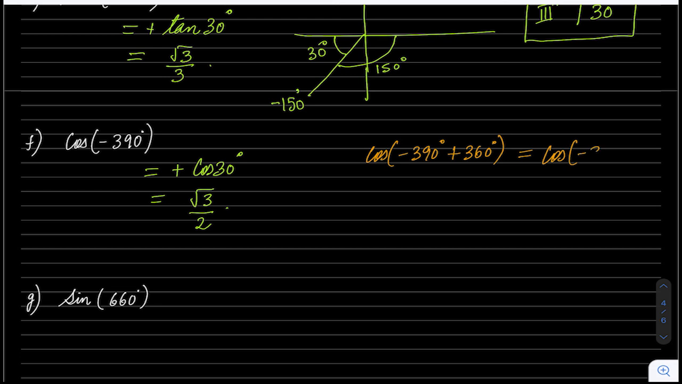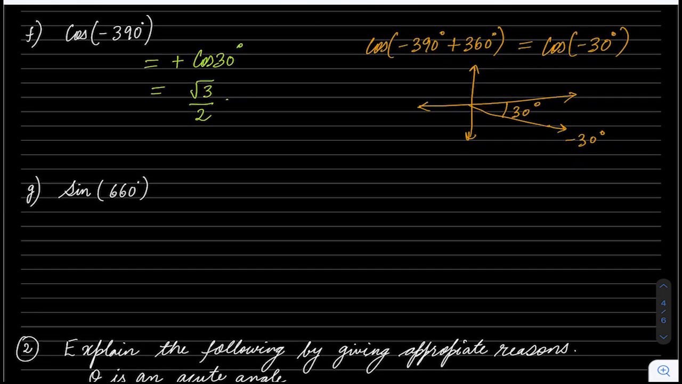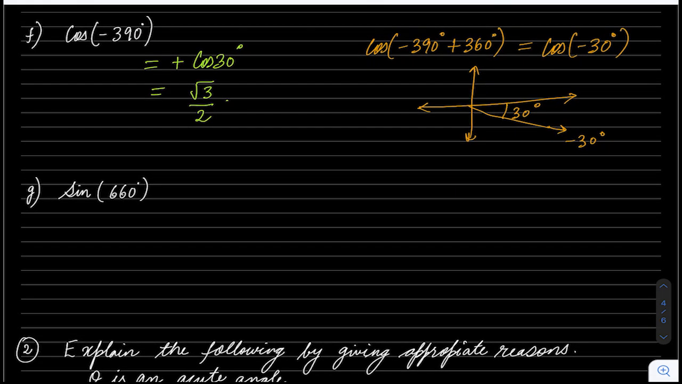So this will be nothing but cosine of minus 30 degrees, which is a little easier to think about. Minus 30 is here, this angle is 30, this is the minus 30 degree angle. So again the same thing: the horizontal angle is 30 and this is in the fourth quadrant, where cosine is positive. So you will get the same answer. It's your choice, you can choose whichever method you like. I find both easy, but it depends on you.